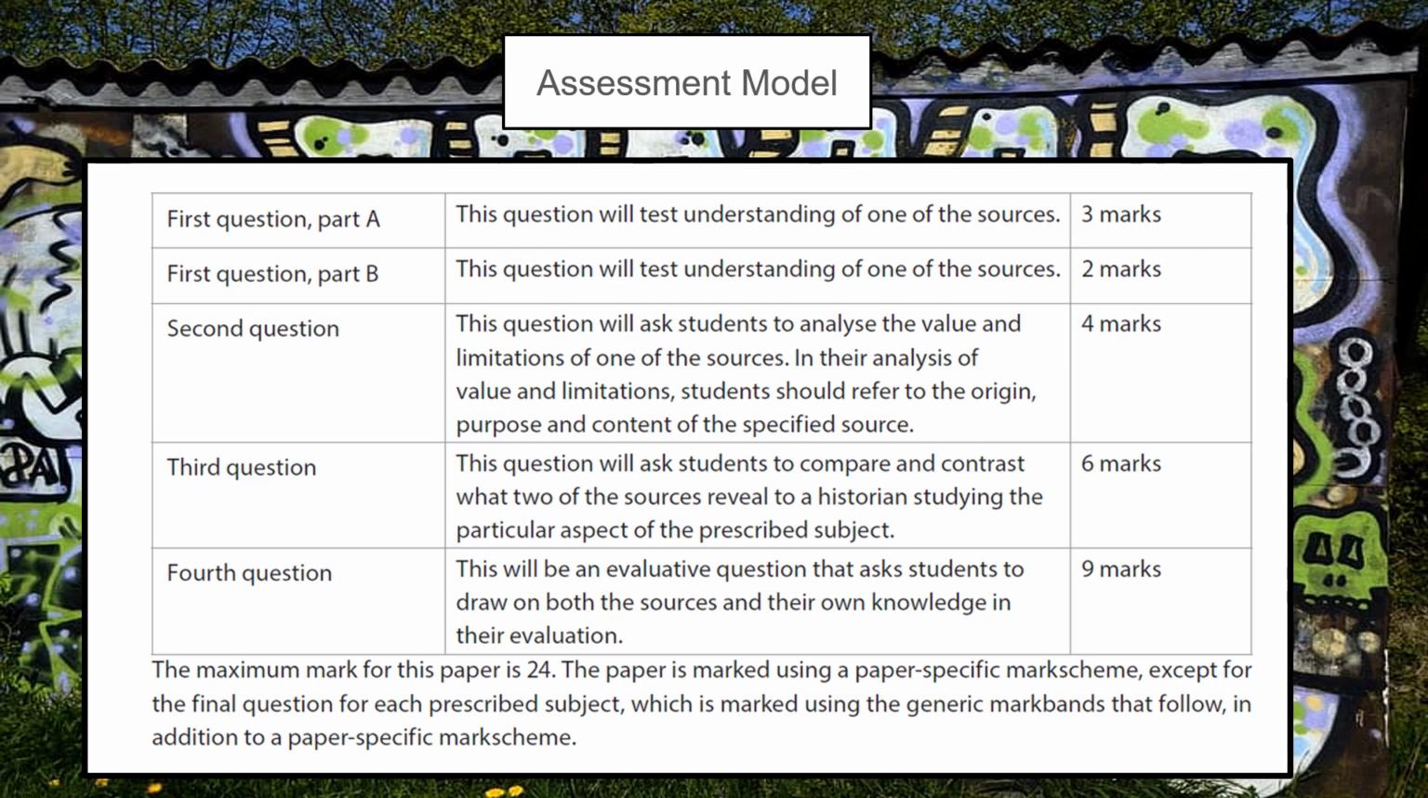The second question is related to your internal assessment, and they're going to give you a document and they want you to look at the value and the limitations of the origin, the value and the limitations of the purpose, and the value and the limitations of the content. Use those terms. Don't be fancy, okay?